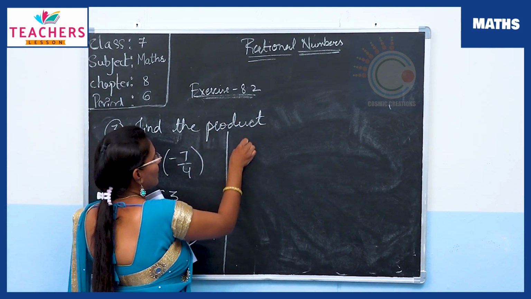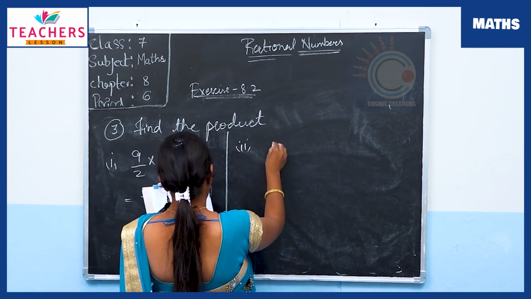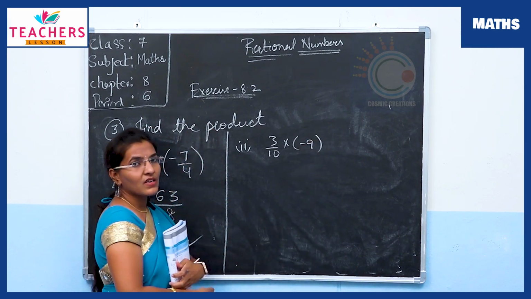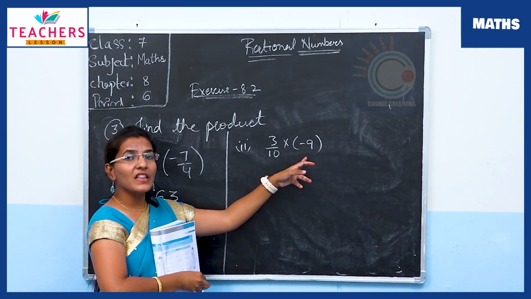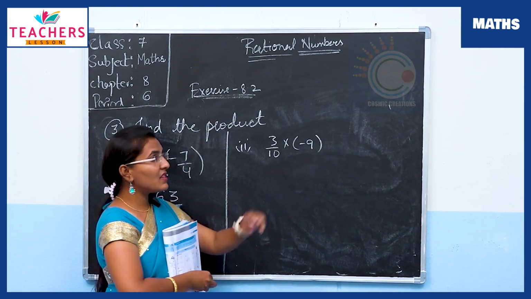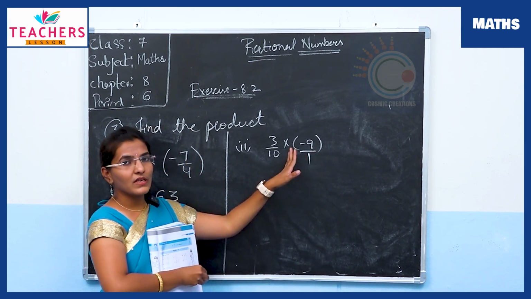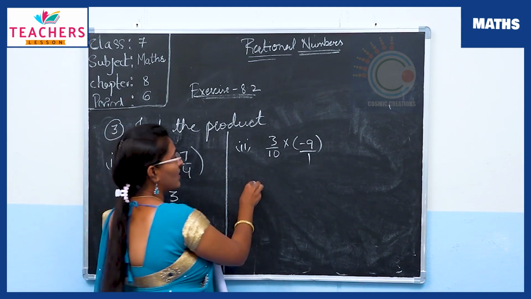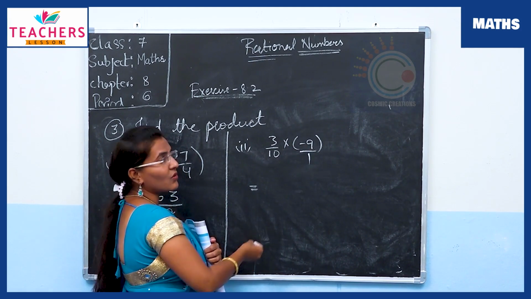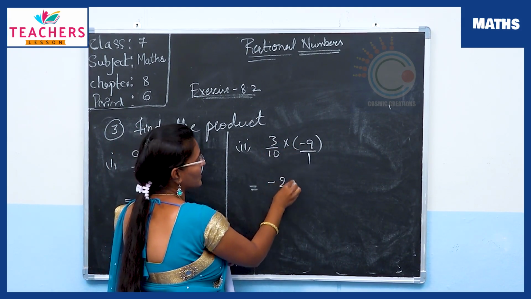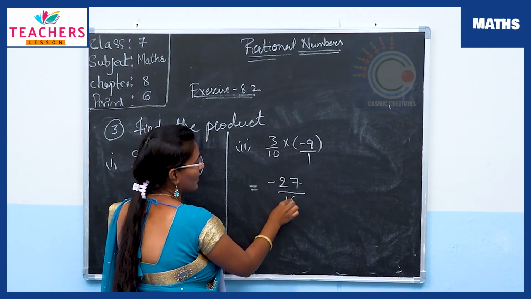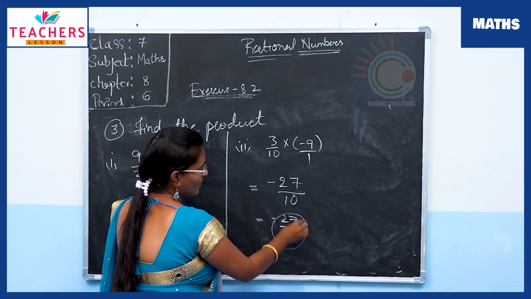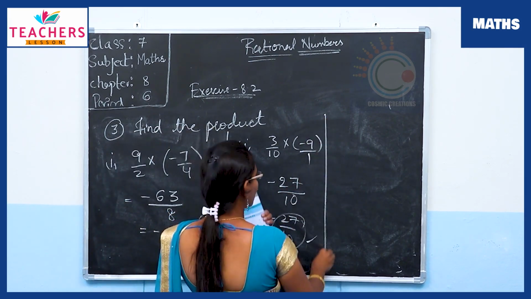Let's do the second. What is the second bit? We have 3 by 10 into minus 9. Don't get confused that they have given only a single digit number. We can directly imagine it as minus 9 by 1. So multiply the numerators now. 9 into 3 is how much? Minus 27, by 10 into 1 is 10. So this is minus 27 by 10. Okay?